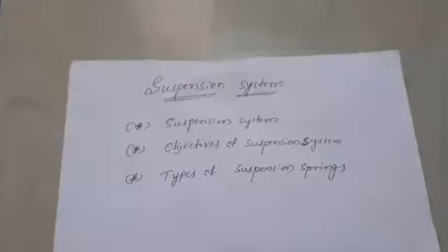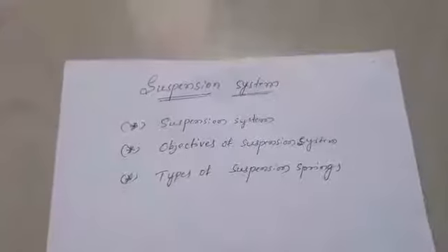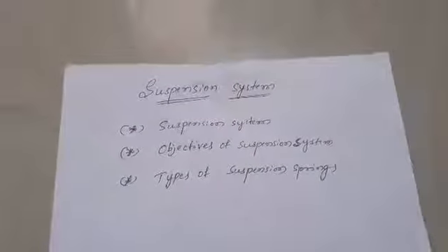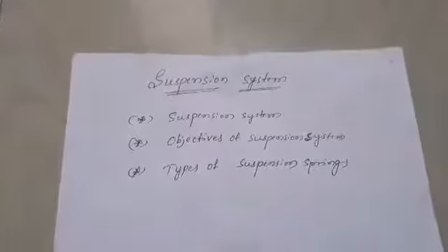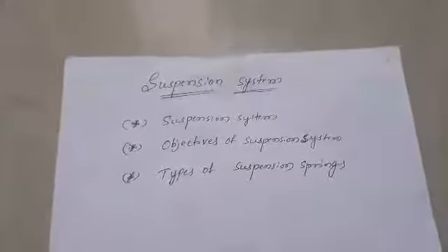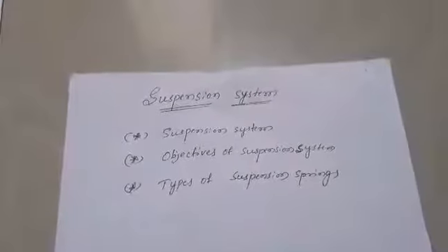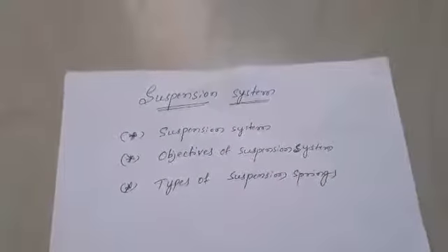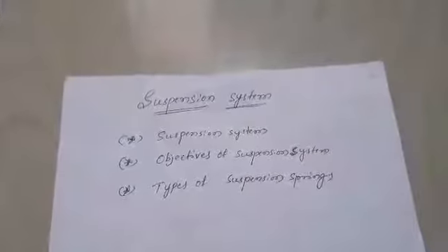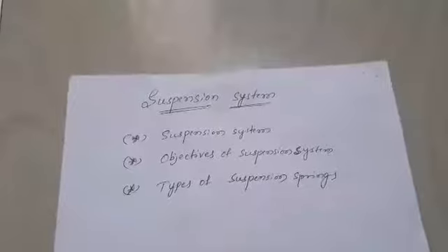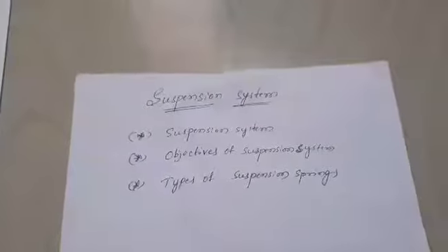The second one is to reduce the wear on the tire. The third one is to keep the vehicle stable while in motion. And the fourth one is that the suspension system provides safe vehicle control and freedom from irritating vibration for the rider as well as the occupants. So these are the main objectives of the suspension system.